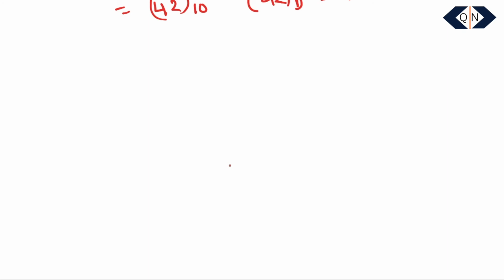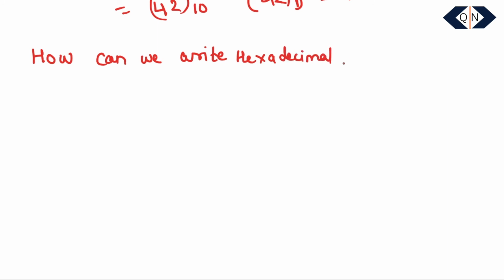Now moving further, how can we write a hexadecimal number in the form of a decimal number? Let me see. How can we write a hexadecimal number in decimal form?